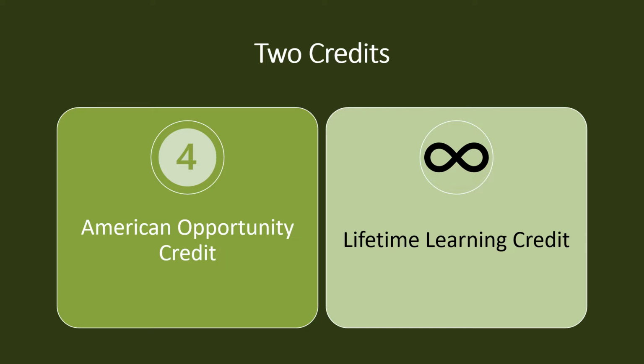And just so you kind of get the symbols there on the slide, the 4 is because the American Opportunity Credit can be taken for 4 years, for the first 4 years of post-secondary education, and the Lifetime Learning Credit can be taken for as many years and for more than just the first 4 years of post-secondary education. So I put the little infinity symbol there just so we can remember the difference. One is limited to 4 and the other is somewhat unlimited.